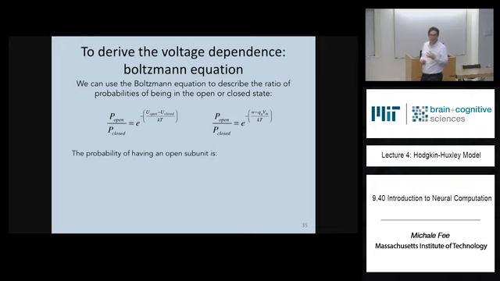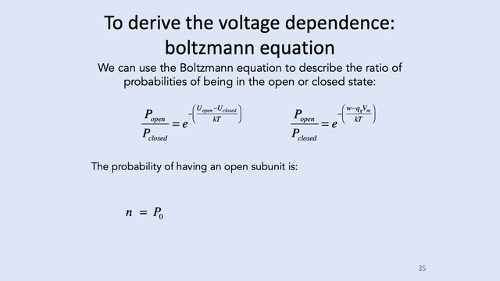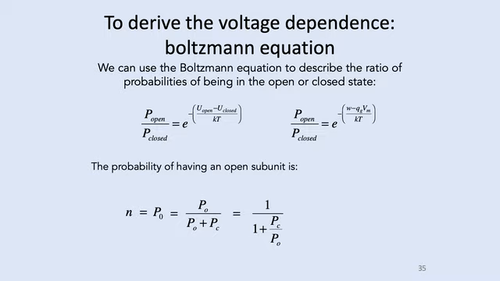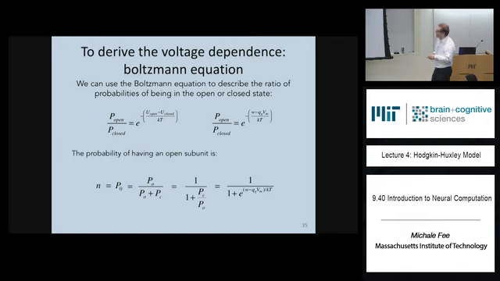How do we calculate the probability of being open? Well, N is the probability of being open. That's just probability of open divided by open plus closed. What's the probability of being open plus the probability of being closed? Well, if it's in one or the other, then the sum of those has to be 1. And now divide both sides, top and bottom, by P open. The probability of being open is just 1 over 1 plus P closed over P open, which is just the inverse of this, and that's equal to that.